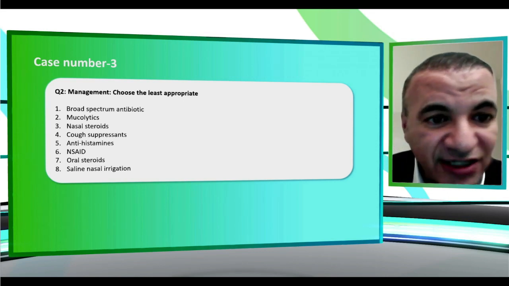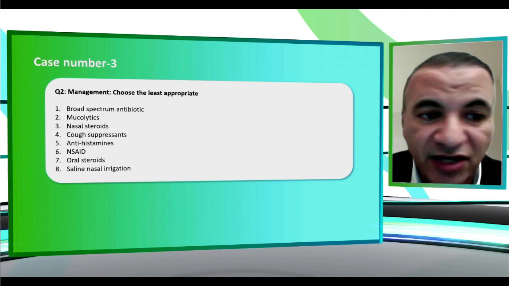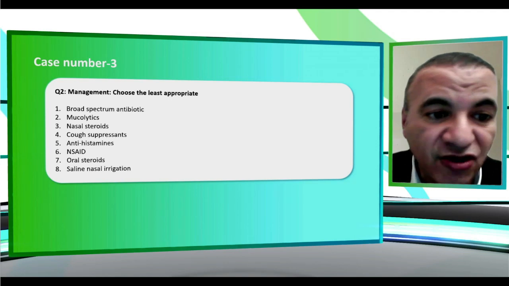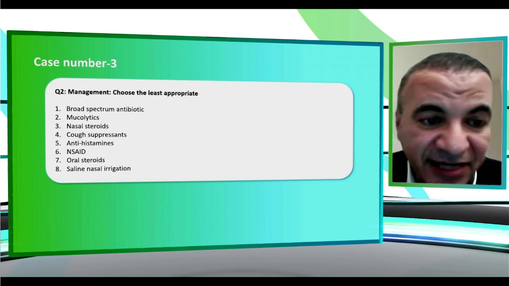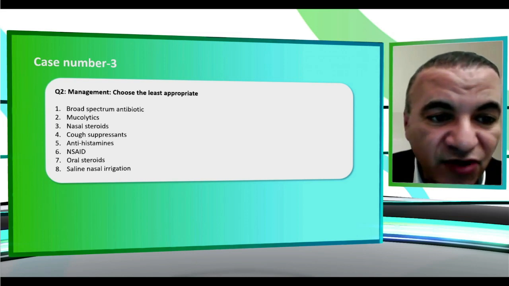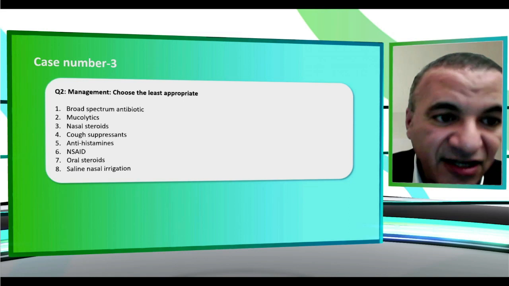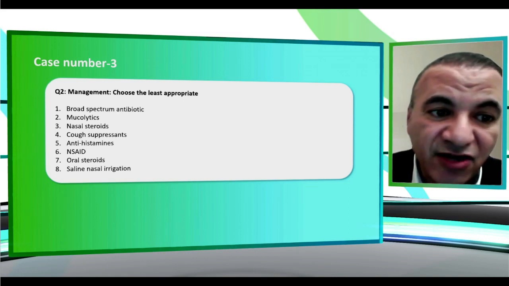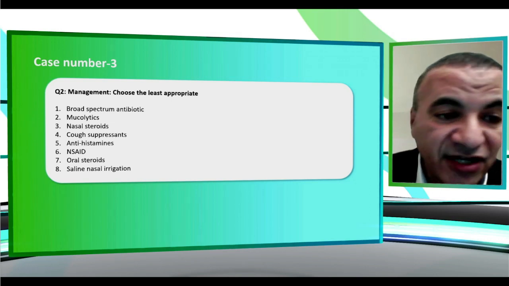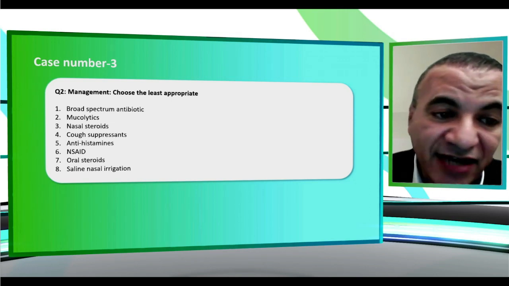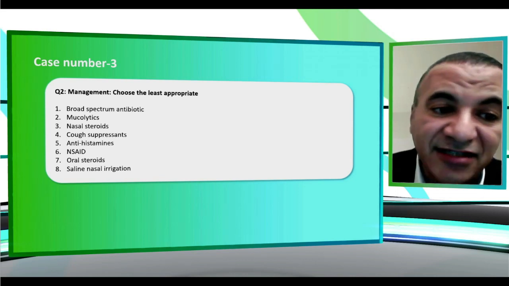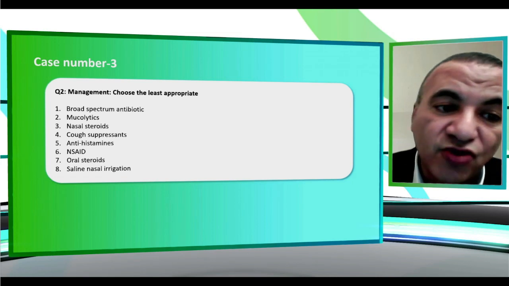This question was to choose the least appropriate, the one which you cannot give. So the answer to this question is antihistamines. Unfortunately, a lot of patients with sinusitis are given antihistamines. Antihistamines actually will worsen the condition because they make the mucus thicker and aggravate the cough. So you should give a broad spectrum antibiotic. You should give a mucus thinner or mucolytic. Nasal steroids also work very well, even if the patient has no allergy, because they are a good anti-inflammatory for treating this, and a cough suppressant, especially at night time, to minimize the cough caused by postnasal drip.